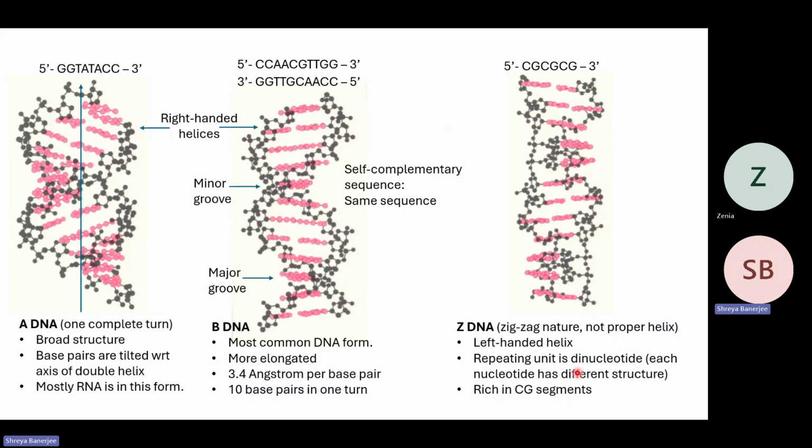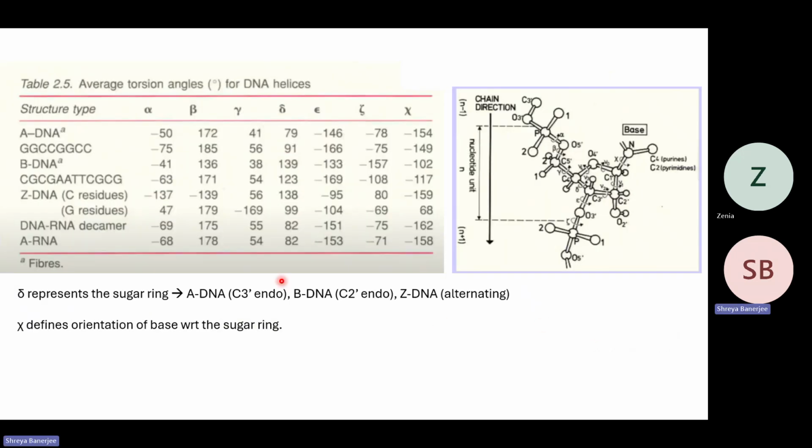Here, the repeating unit is actually a dinucleotide. It is not a single nucleotide like A and B DNA, and these are rich in CG segments. So Z-DNA is the most rare kind of DNA. If you look at the different A-DNA, B-DNA, and Z-DNA, they differ a lot in the different torsional angles.